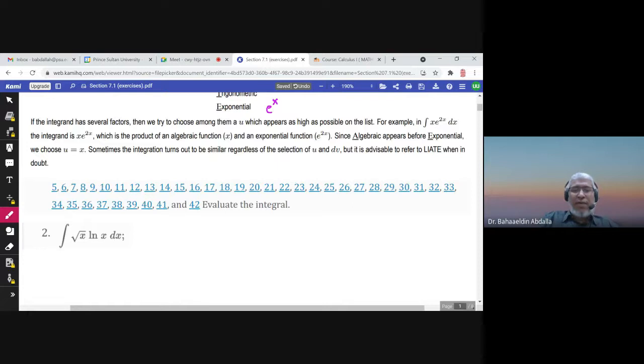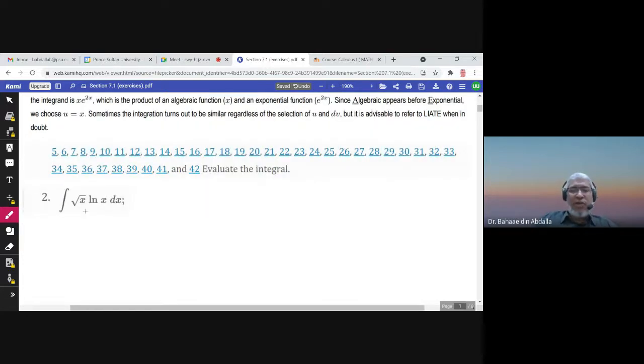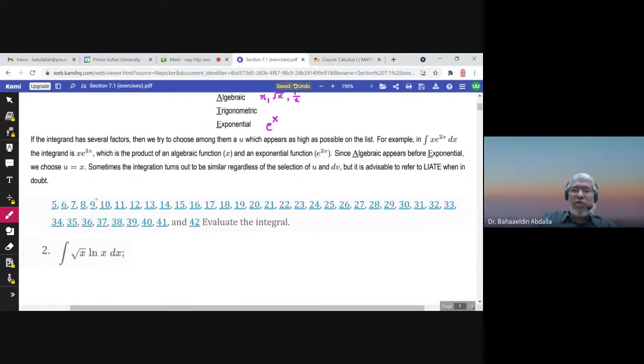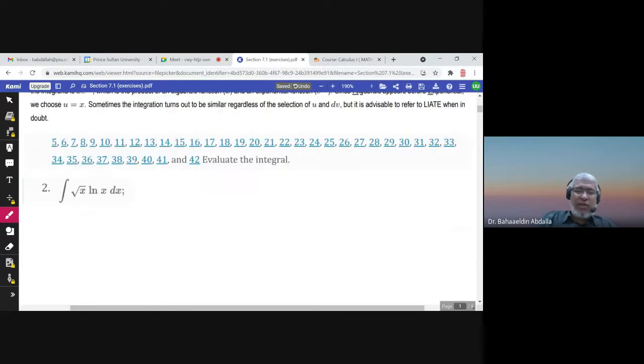So for example, here I have an algebraic function. Square root of x is an algebraic function, and ln x is a logarithmic function. So LIATE, L comes first. So I choose u equals ln x. And then I find the derivative of u. The derivative of ln x is 1 over x dx.